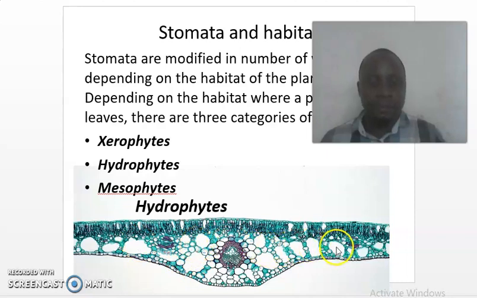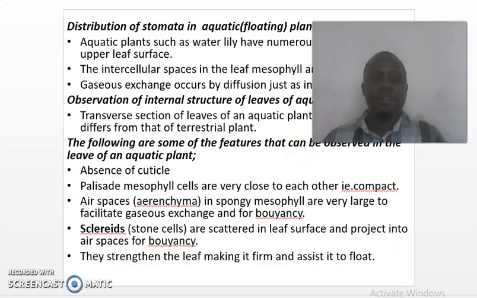Above all, if you look keenly, there are large air spaces inside the leaf. Are you able to see them? The substomatal air spaces in the parenchyma tissue are actually large. These actually enable the plant to store air to facilitate gaseous exchange, and also enable the leaf to float. Hence we say for buoyancy. So let us actually see how the leaves of hydrophytes are modified.